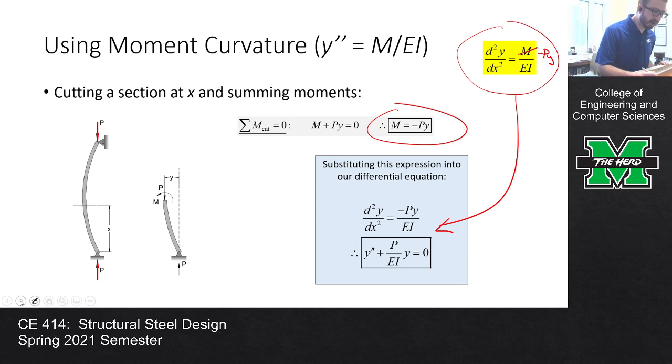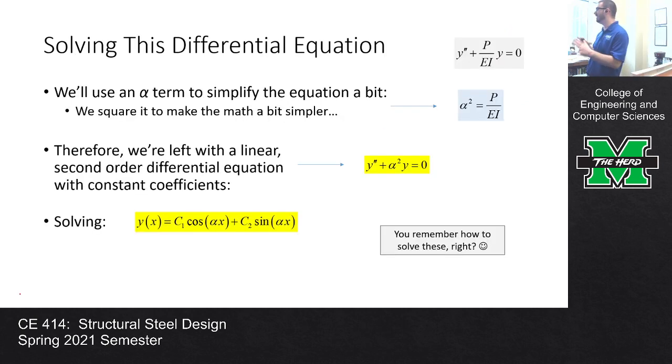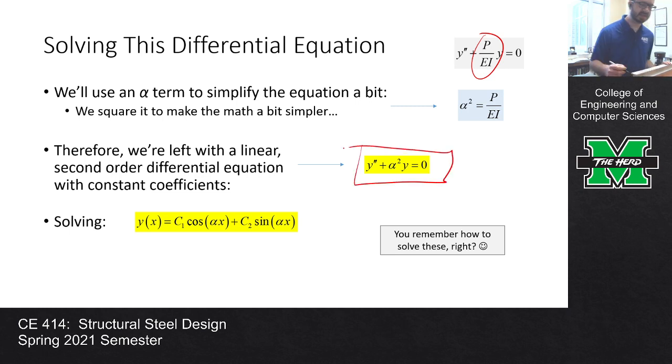Now, to make the symbology a little better, we're going to take this P over EI term and call it alpha squared. We call it alpha squared just to make the math simpler later; we could call it anything, or we could leave it as y double prime plus P over EI times y. But ultimately what I want is this: a second order linear differential equation with constant coefficients. That should be something you could handle quite well.